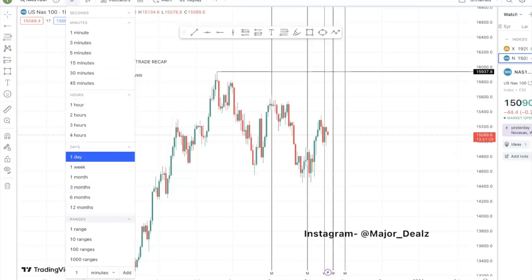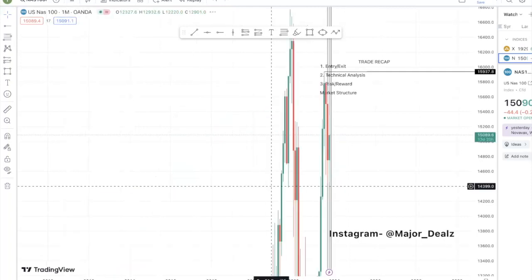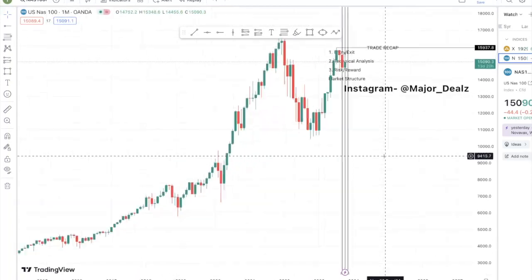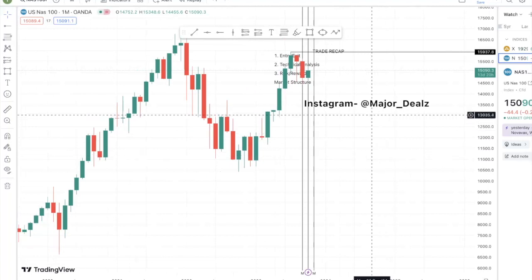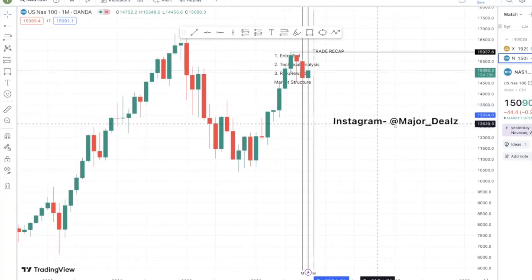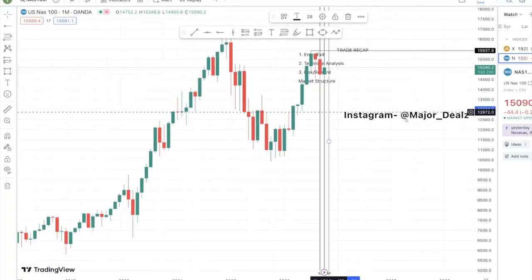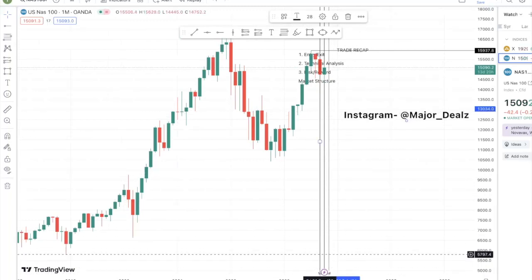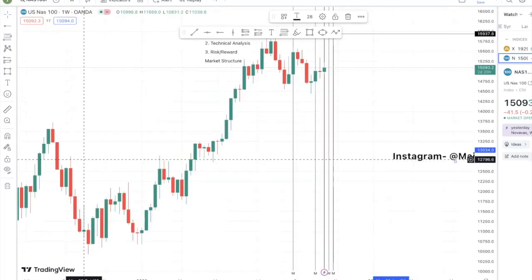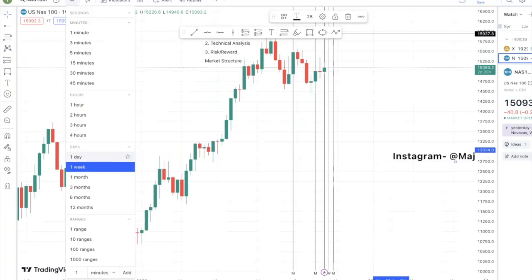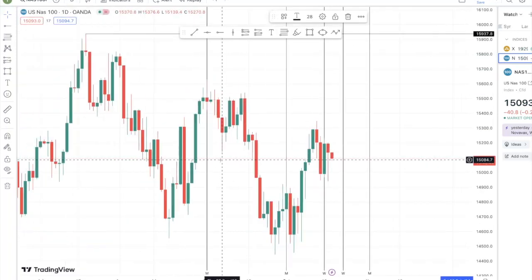So first, what I like to do is always start at my monthly to get an ideal picture of my zones, right? So that's what these vertical lines are. You see, it's labeled month. M stands for monthly, W stands for weekly, right? So I've already drawn these lines out. So I'm gonna go straight to the daily.